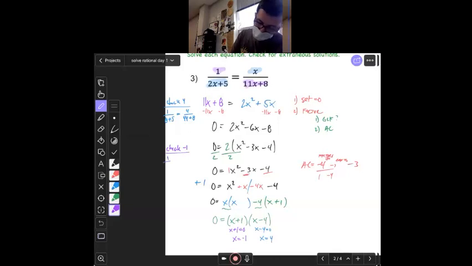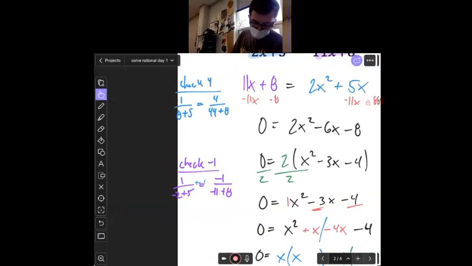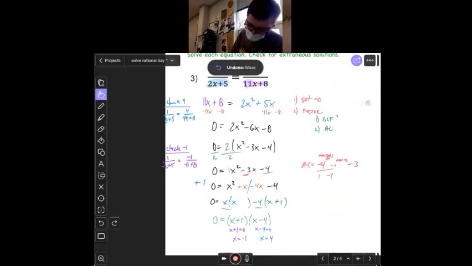Got 1 over 2 times negative 1, which is negative 2, plus 5. Negative 1, which is 11 times negative 1, which is negative 11, plus 8. There, I'm just going through and plugging the numbers in. What's that? Why is there a 1 there? Oh, that's from here. That escaped.